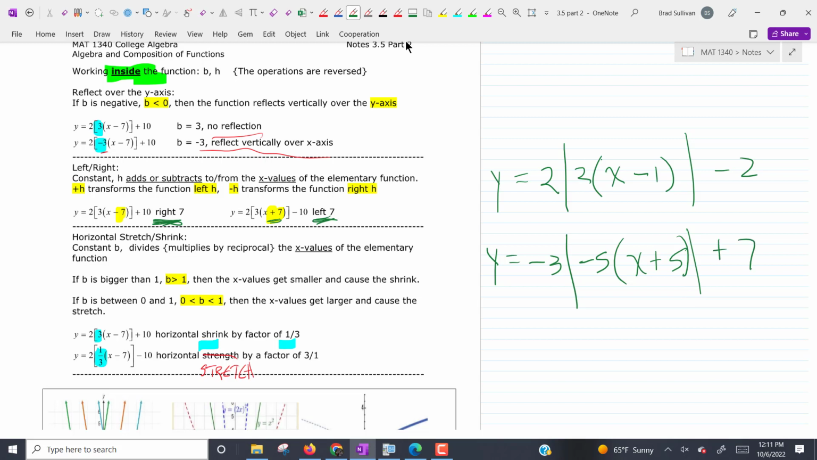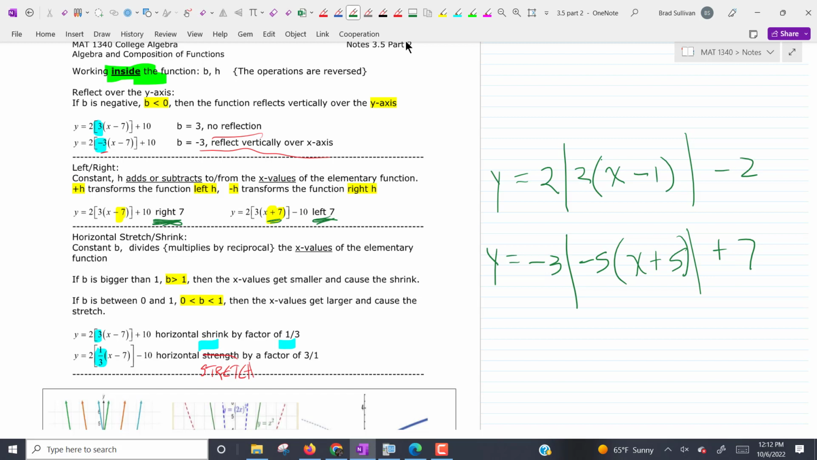Okay, so this is ultimately what you guys are trying to learn. Look at the things that are outside. On this example, 2 and 2 are outside of absolute value. What does the -2 do, first of all? Down 2, good, down 2. On this next example, what does the +7 do? Up 7. Okay, that's what that number does.